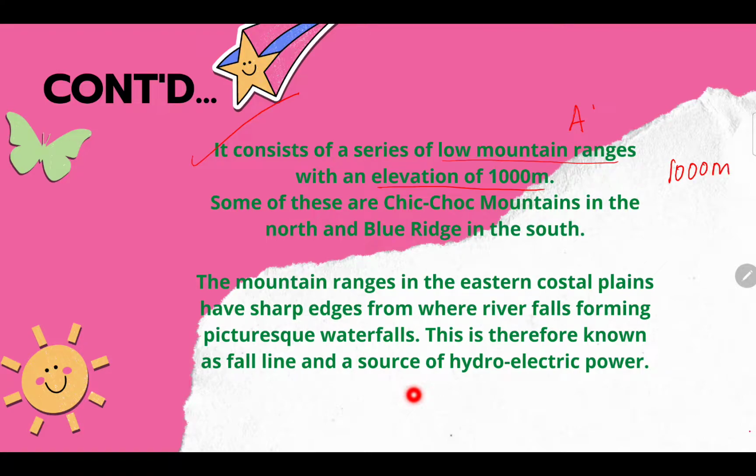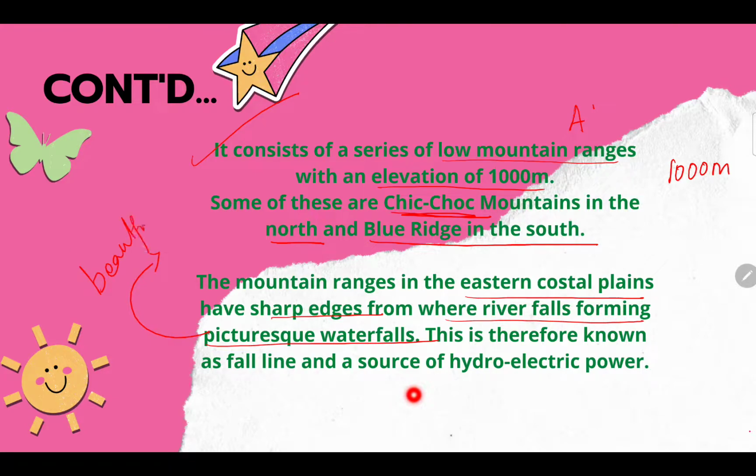Some of these are the Chicago Mountains in the north and the Blue Ridge in the south. The mountain ranges in the eastern coastal plains have sharp edges from where rivers flow, forming picturesque waterfalls. Very beautiful. So whenever you take a photo, it will be very distinct, and therefore it is known as the fall line, a source of hydroelectric power. Hydroelectric power can be generated from that waterfall.